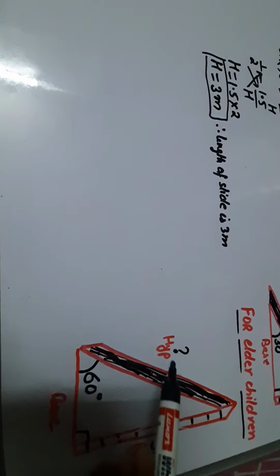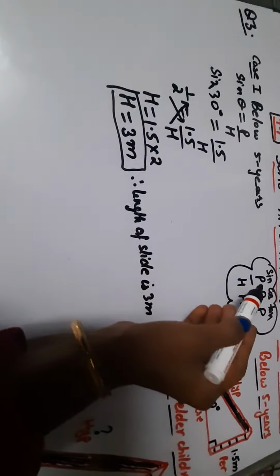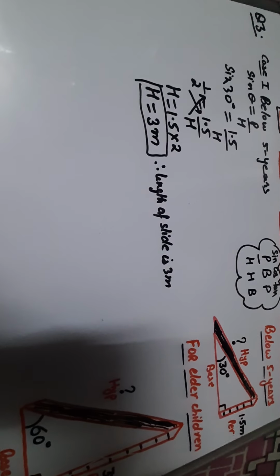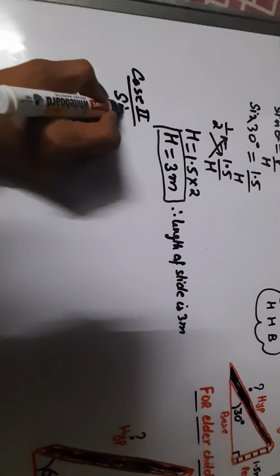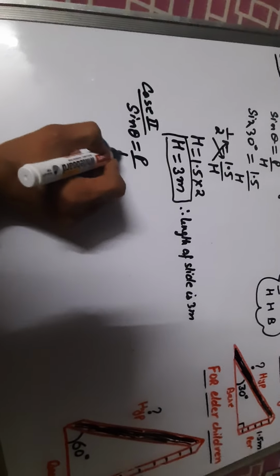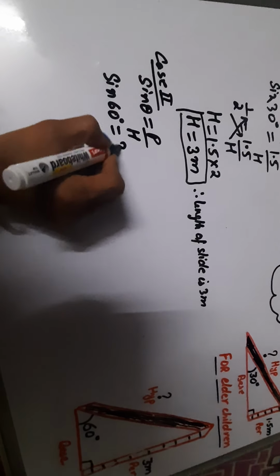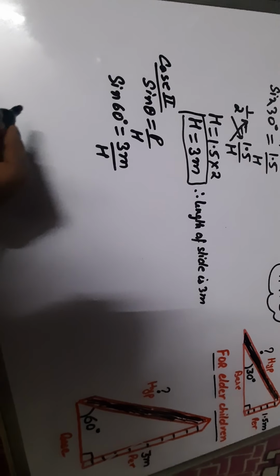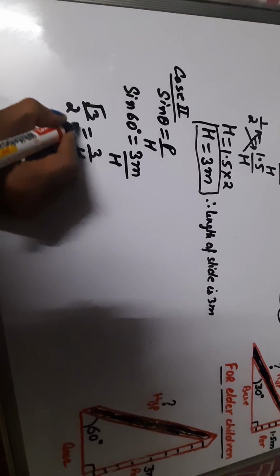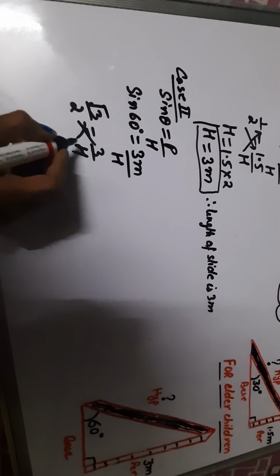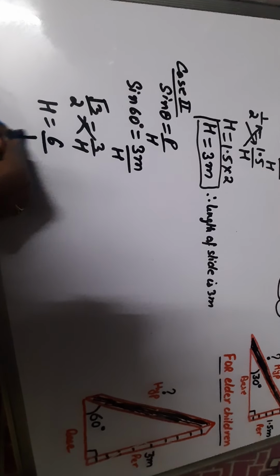So dear students, in this case hypotenuse is to be found out and perpendicular is given to us, so we will apply the same trigonometric ratio. So case 2 we will write. We'll take sine theta is equal to perpendicular by hypotenuse. In the second case the angle is 60 degree, perpendicular height is 3 meters, and hypotenuse we need to find out. So root 3 by 2 equals 3 by h. Let us cross multiply. h is equal to 6 by root 3, and root 3 goes in the denominator.